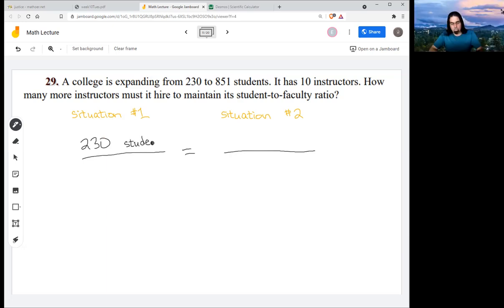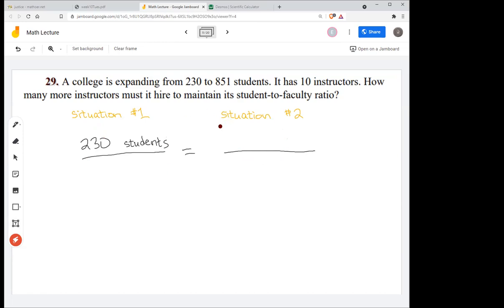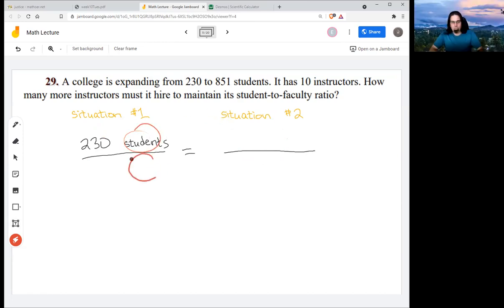There's two reasons to not do that. You could, but that's not having one situation on the right and one on the left. If you try that, you'll notice students is the same top and bottom, and that's usually confusing. So before they grew, it was 230 and 10.